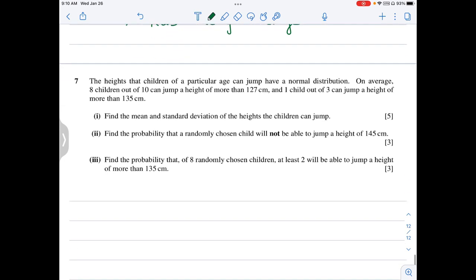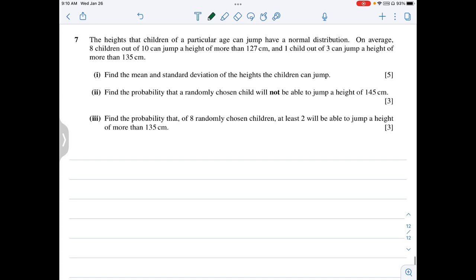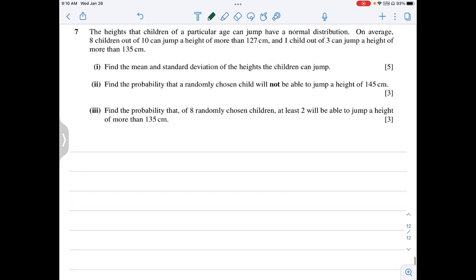Coming to the last question, question number 7. The heights that the children of a particular age can jump have a normal distribution. On an average, 8 out of 10 children jump a height more than 127. P(X > 127) = 8/10. And 1 out of 3 jump a height more than 135. P(X > 135) = 1/3.